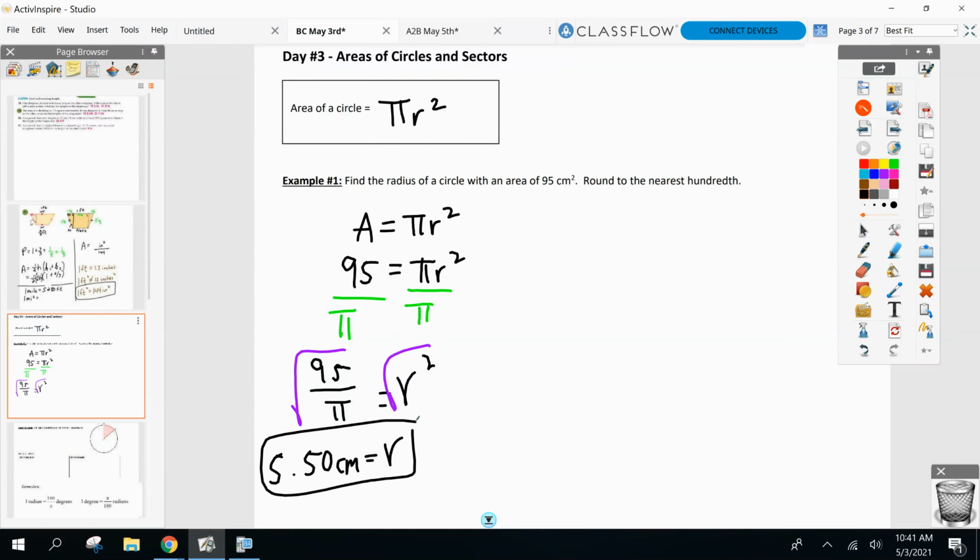Questions, comments? We all good solving that algebraically, no issues? All right, I don't want to talk about area of a circle today. I want to talk about area of part of a circle, finding the area of part of a circle. Go ahead, Maeve, go ahead.